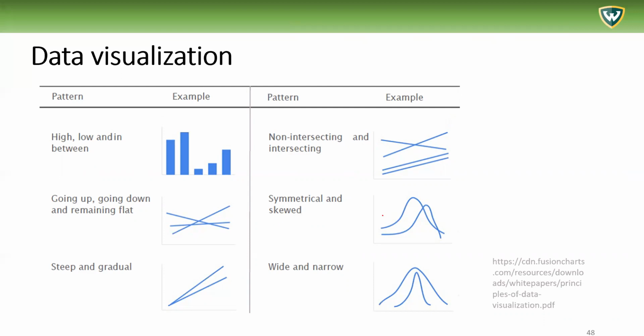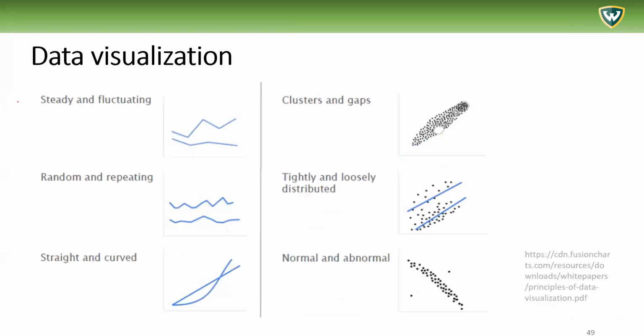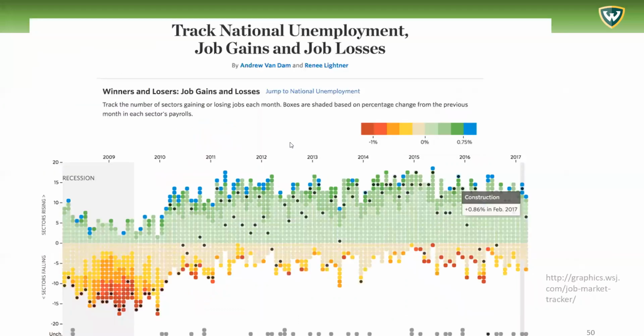Symmetrical and skewed, wide and narrow, steady and fluctuating. So I guess this is steady and this is fluctuating. With these kinds of patterns we can observe random and repeating, straight and curved, clusters and gaps, tightly and loosely distributed data points, normal and abnormal. Of course, nowadays, data visualization also is often interactive and maybe responsive.